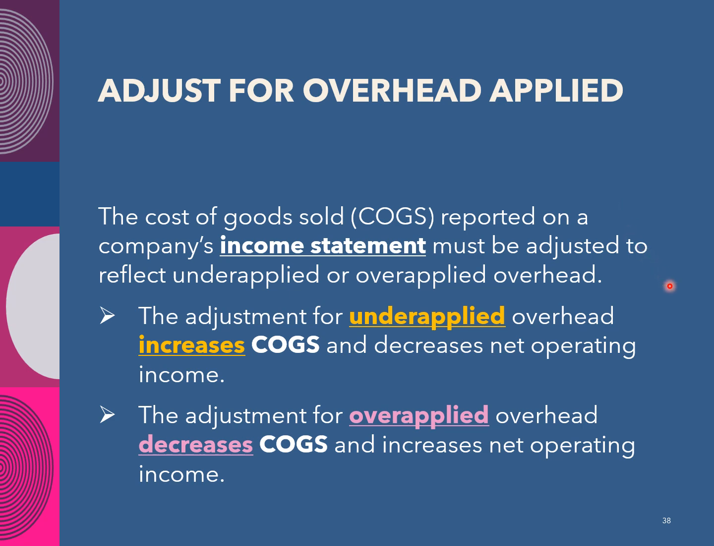The cost of goods sold reported on a company's income statement must be adjusted to reflect under-applied or over-applied overhead. The adjustment for under-applied overhead increases the cost of goods sold and decreases net operating income. The adjustment for over-applied overhead decreases the cost of goods sold and increases net operating income.